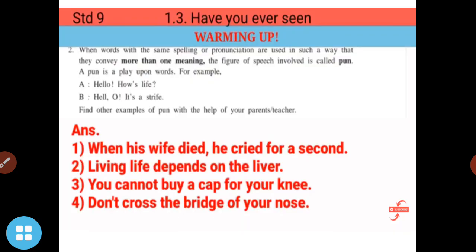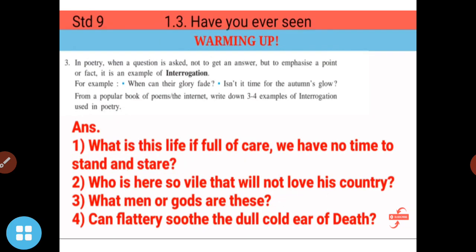Here is the second question, warming up. Warming up's second question. Here also the answers are given. The answers are written in red mark, so you can read the question and write down the answers. This is the third warming up answer. Examples are given of the homographs examples and the interrogations examples used in the poetry.